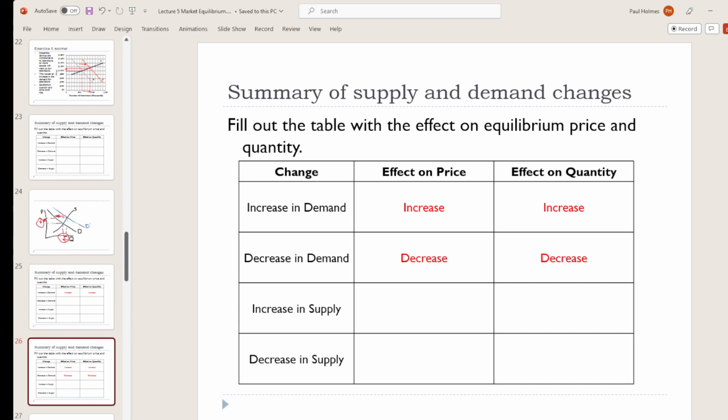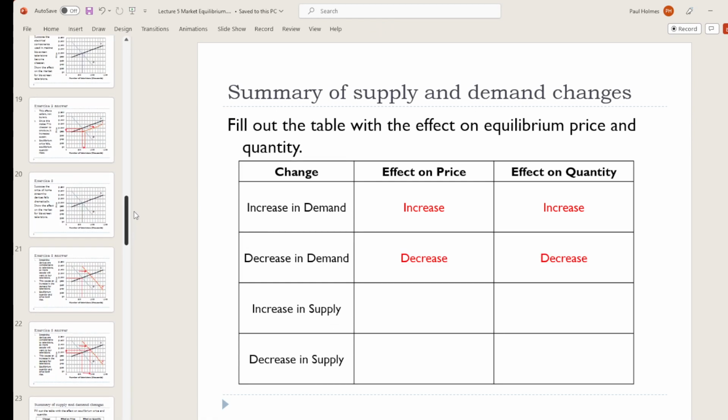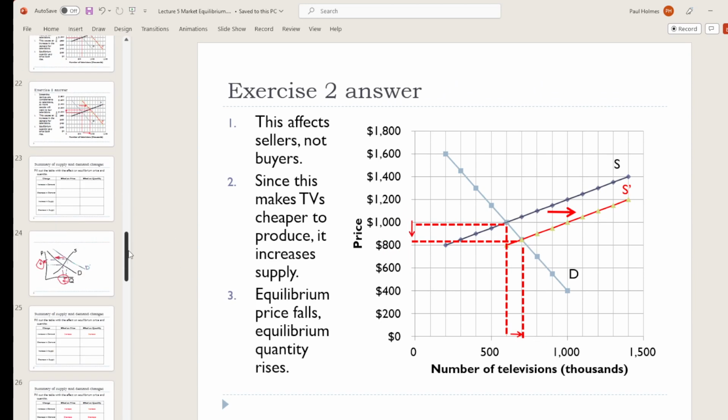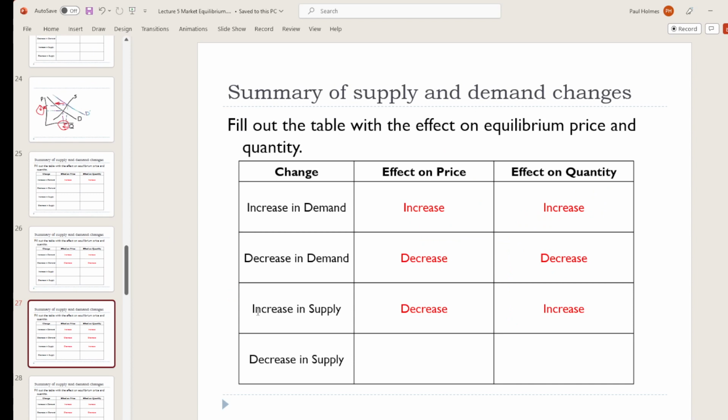What about supply? Well, now things are going to get slightly trickier, because with demand you can recognize that the price and quantity are always going to go in the same direction. With supply, we're not going to get that. So if we move back to exercise 2, there we had an increase in supply, results in a decrease in price, increase in quantity. There we go. Increase in supply results in a decrease in price, increase in quantity. And a decrease in supply is going to do the opposite. Increase in price, decrease in quantity.